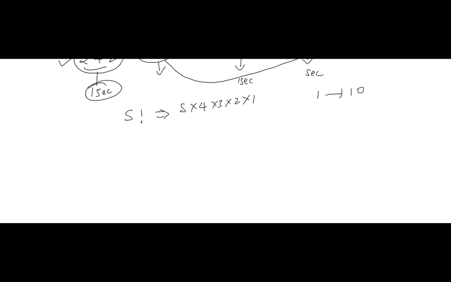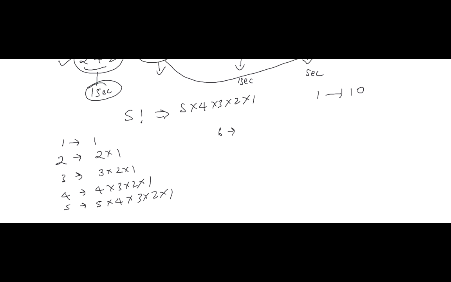For 1 factorial, I can simply say 1. For 2 factorial, 2 into 1. For 3 factorial, 3 into 2 into 1. For 4 factorial, 4 into 3 into 2 into 1. For 5 factorial, 5 into 4 into 3 into 2 into 1. For 6 factorial, 6 into 5 into 4 into 3 into 2 into 1, right? And for 7, 7 into 6 into 5 dot dot dot 1.